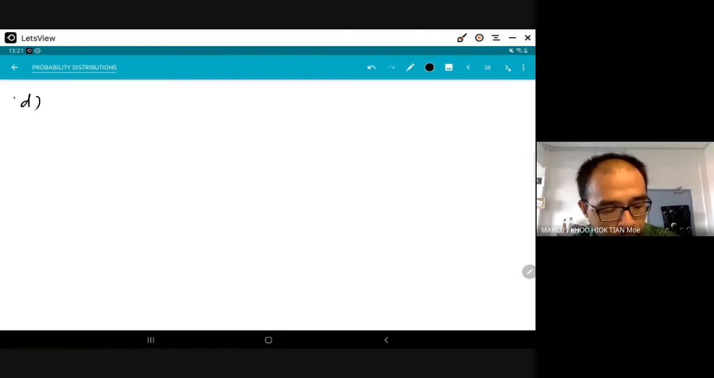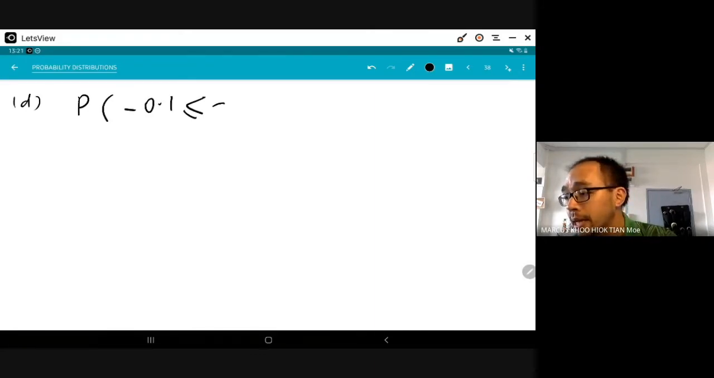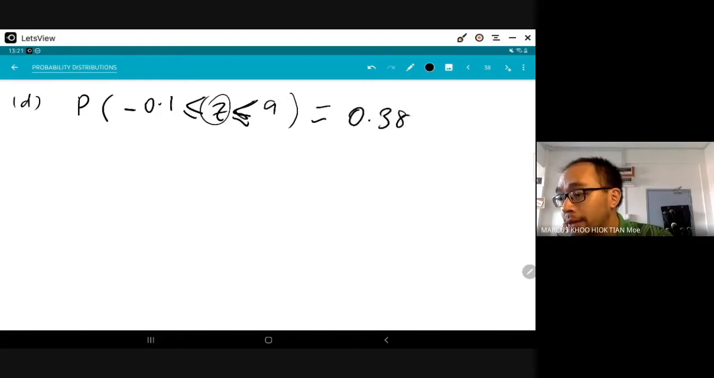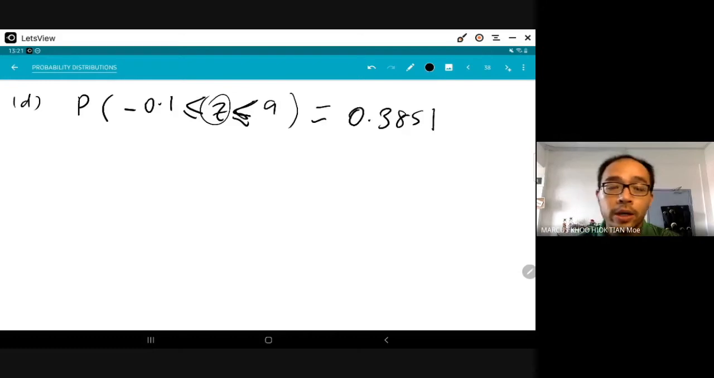Okay, question D: probability of negative 0.1 less than Z less than A. Okay, this is Z already. It has changed to Z. We're not talking about X now. And they give you this one is 0.3851. Now in this kind of situation, it's a little bit more difficult, because you have 2 values of the Z.